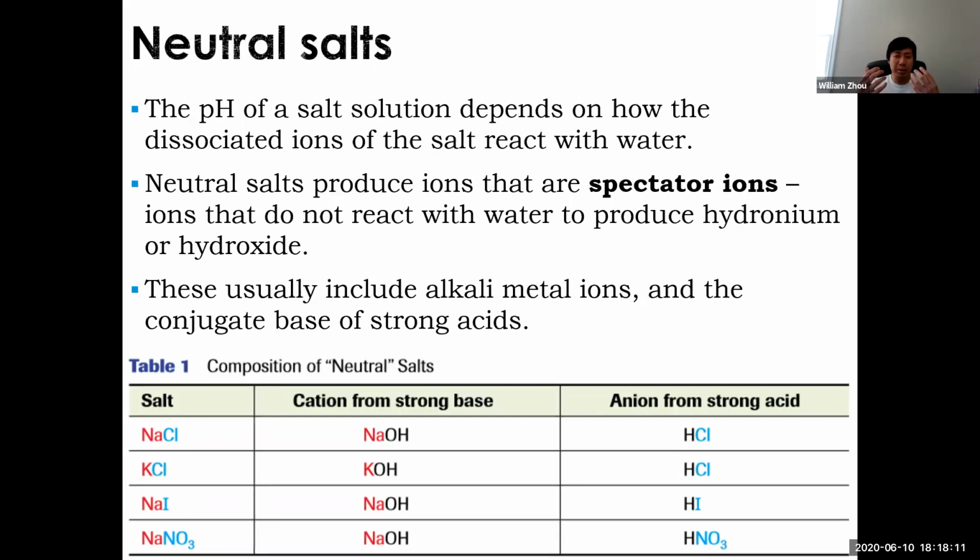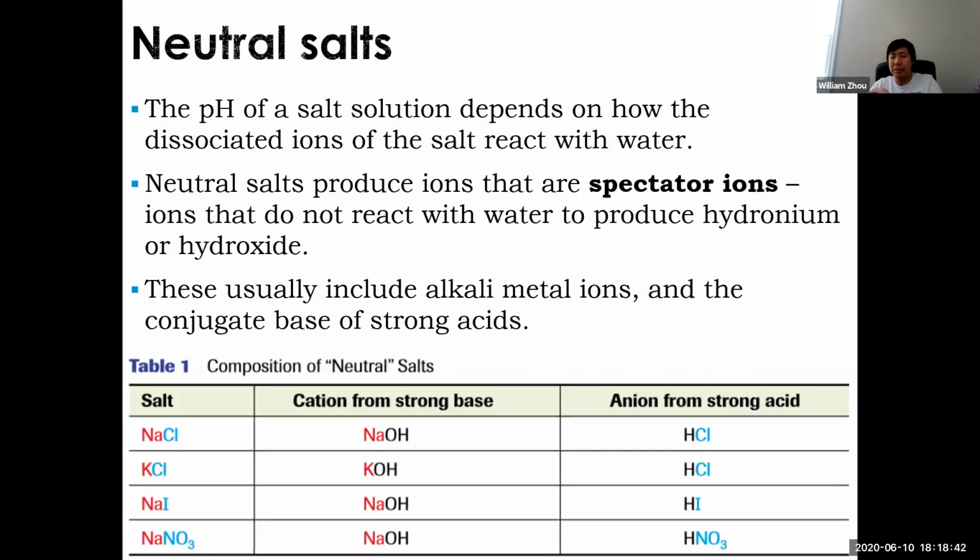Who are the spectator ions? Well, if you have alkali metals, group 1 on the periodic table, they basically are always spectators. They are not reactive at all. They're satisfied with their electron configuration. They've lost an electron, and that's all they want. They're not interested in any further reaction, so they're spectators. They don't react with water. Alkaline earth metals, group 2, are also spectators, so expect nothing from those.